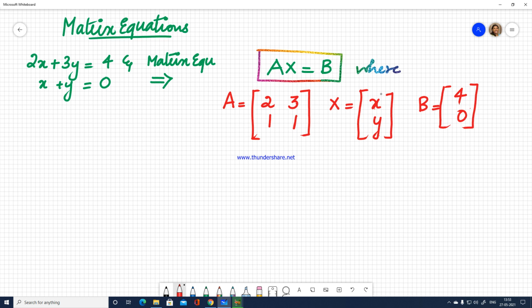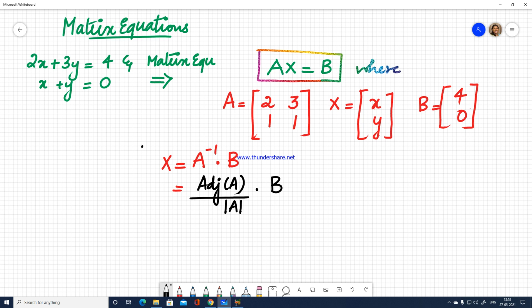How do we find the values of x and y? X will be equal to A inverse into B. We know that AX is equal to B, and every matrix equation is in the form AX equals B. If you are asked to find the value of x and y, X will be equal to A inverse into B. We already learned that A inverse is adjoint of A by determinant of A, multiplied with B, and that gives the value of X.